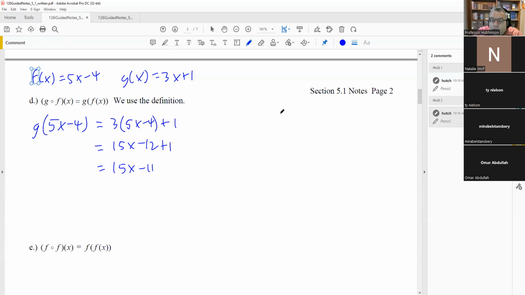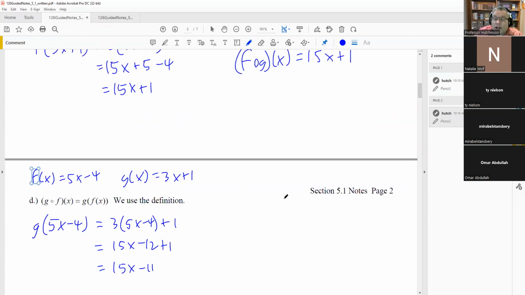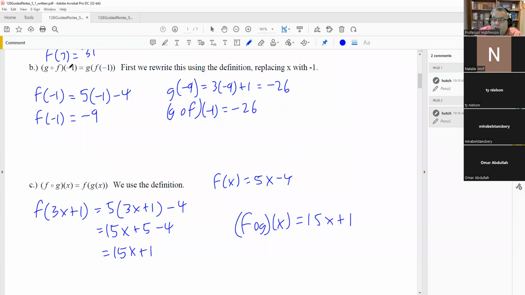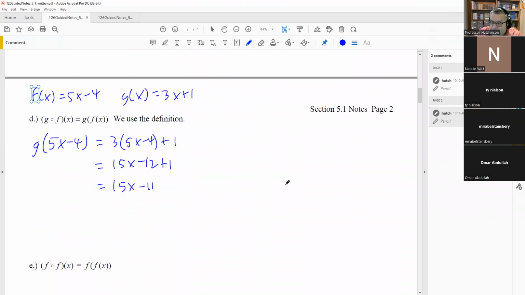Now, originally part B asks you to find g of f of negative 1. Notice if you put negative 1 in here, you get negative 15 minus 11, and you get negative 26, which is exactly the same answer we got by doing it numerically. So again, as you can see here, you can do it algebraically first with just the x, then plug the number in your answer afterwards. And so that's 2 different ways that you could accomplish this.